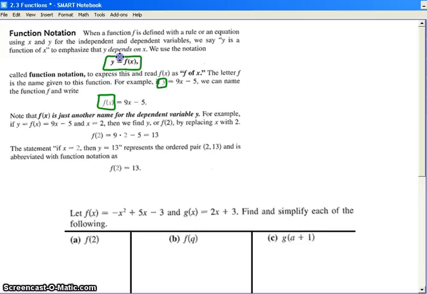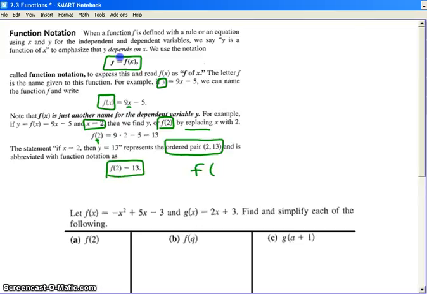For example, if y equals f of x equals 9x minus 5 and x equals 2, then we find y, or f of 2, by replacing x with 2 right here. So x is equal to 2. So plug in x equals 2. 9 times 2 minus 5 equals 13. The statement, if x equals 2, then y equals 13, represents the ordered pair (2, 13), and is abbreviated with the function notation as this right here.